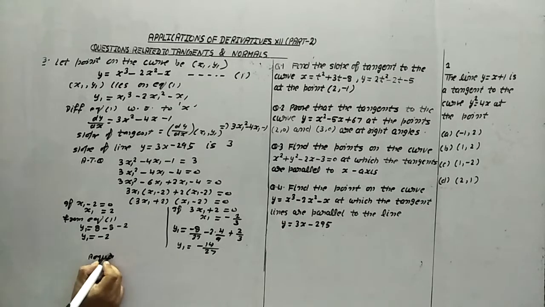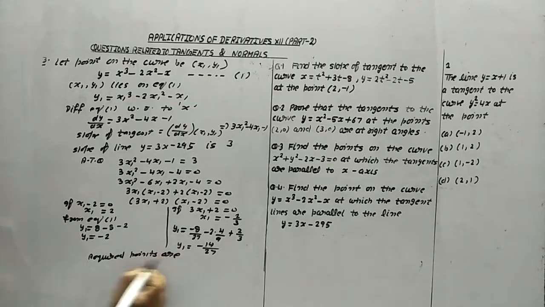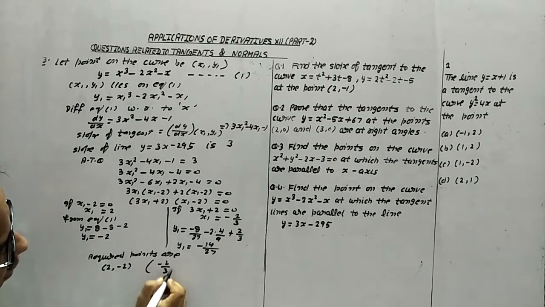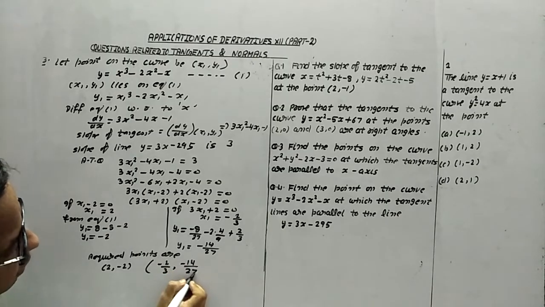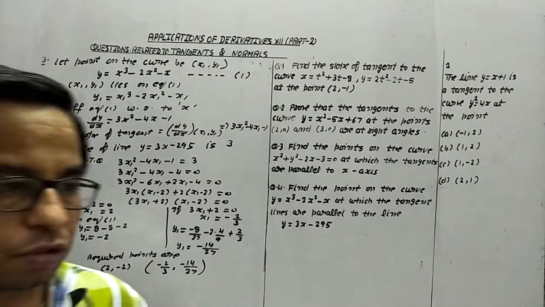Therefore, the required points are (2, minus 2) and (minus 2 by 3, minus 14 by 27). So this is the way to do this question.